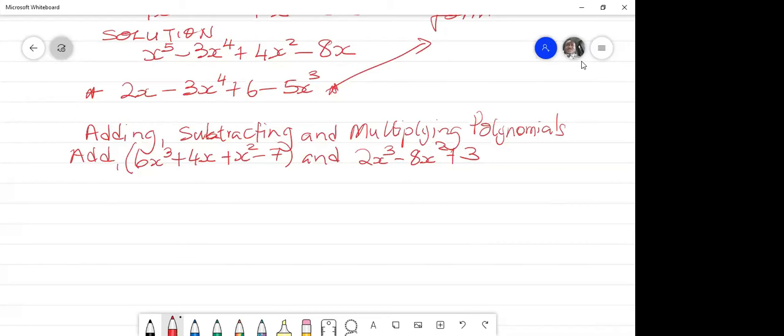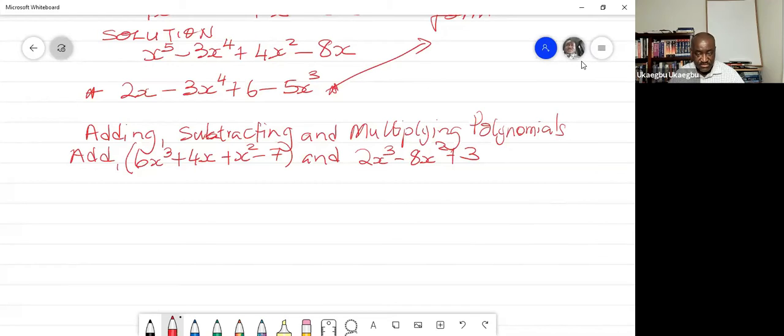6x cubed plus 2x cubed. Okay, thank you. I'm just going to be writing what students tell me. She said we can combine 6x raised to power 3 plus 2x raised to power 3. So we can combine this. Next person. What's the next term to combine? Another person I'm going to call name.